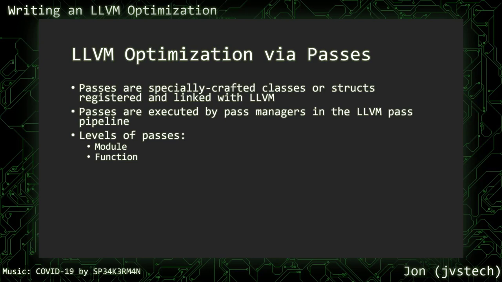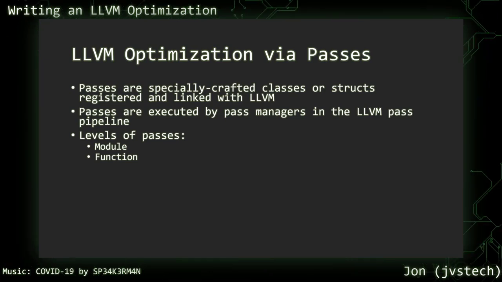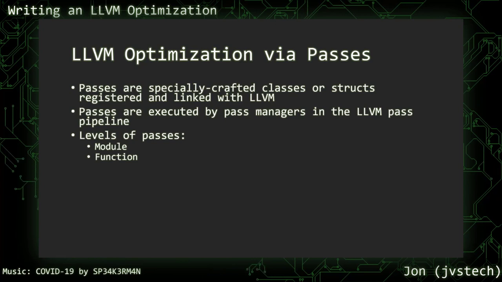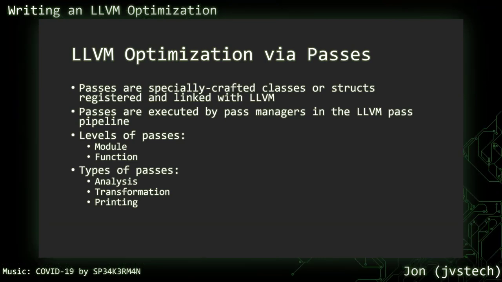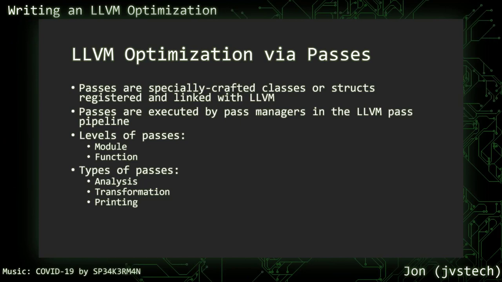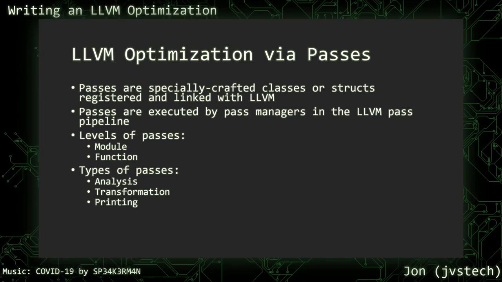I'll be demonstrating how to write function passes. There are other levels, such as loop level passes, but their differences are minuscule, so I won't be getting into them. There are two types of passes, analysis and transformation passes. Analysis passes do not modify the IR in any way. They only gather information. Transformation passes are used to mutate IR.